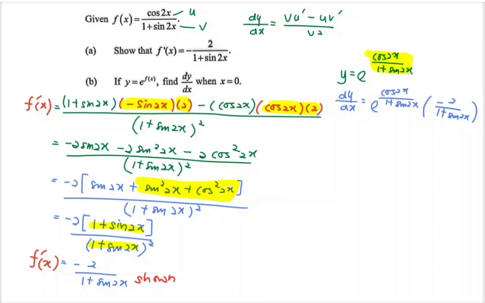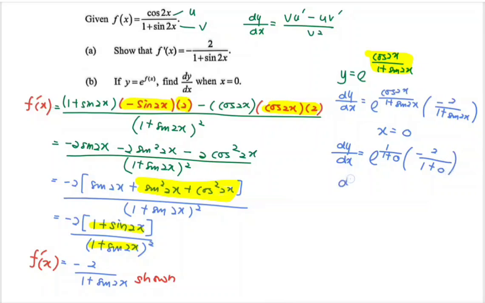Next, what we have to do is to substitute the 0. So when x is equal to 0, the dy/dx will be equal to e to the power of cos 0. Actually cos 0 is equal to 1, over 1 plus sine 0. Actually sine 0 is equal to 0, so 1 plus 0. Continue, we have negative 2 over 1 plus sine 0, which is equal to 0 as well.